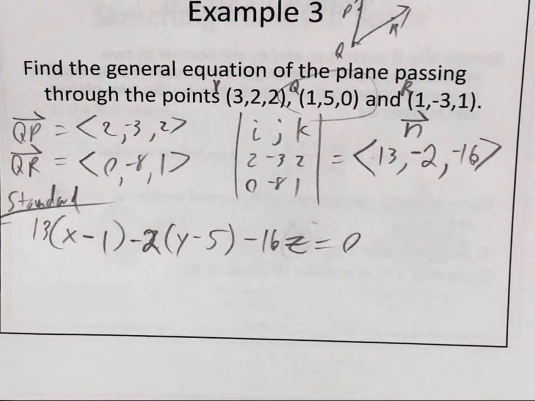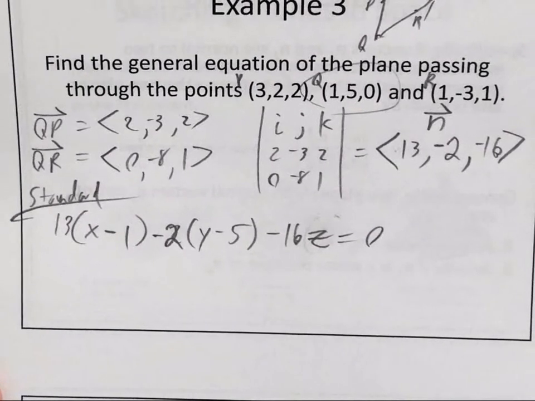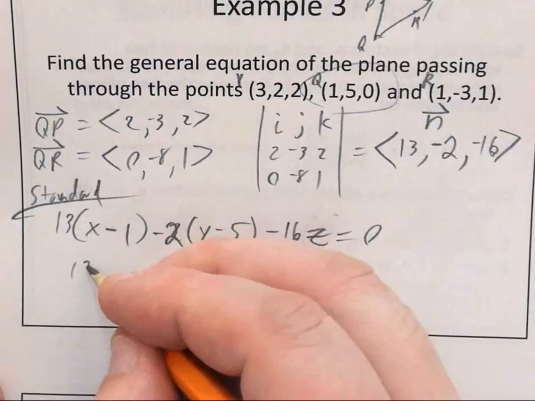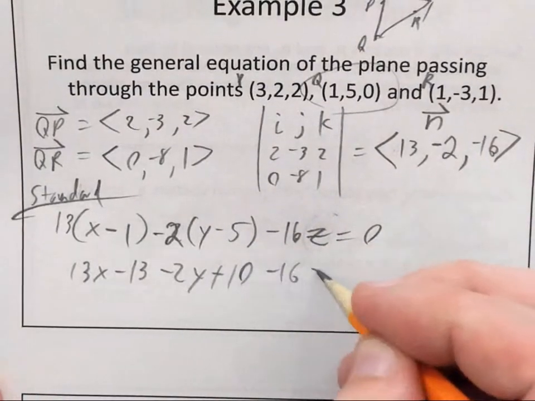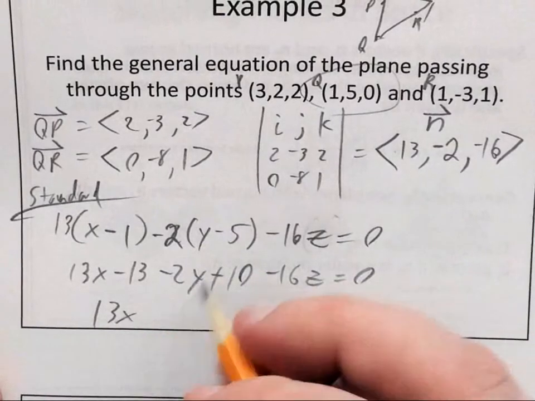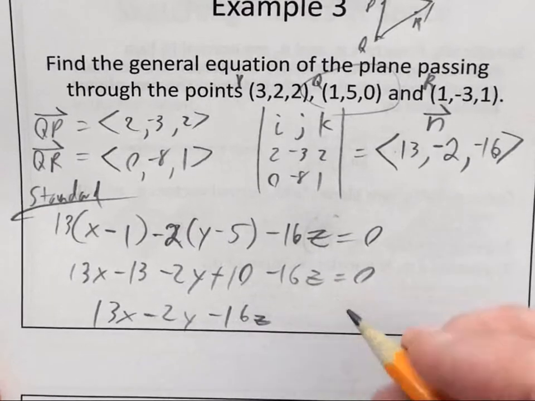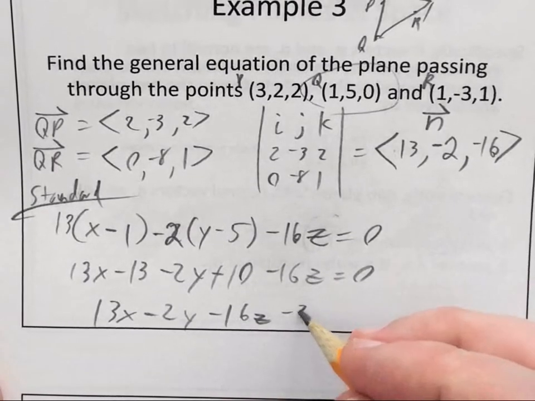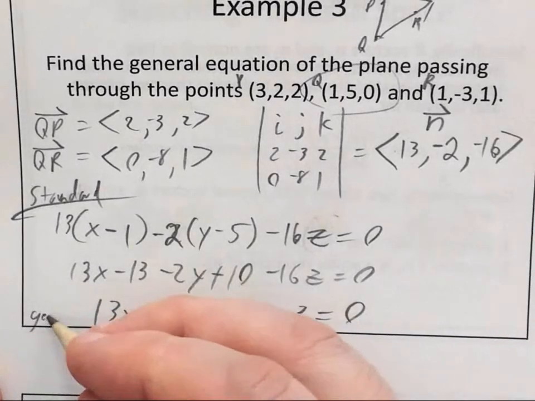How would I find general form? Don't make it harder than it is. Yeah, multiply out, distribute, get rid of the parentheses. So I knew that 13x minus 13 minus 2y plus 10 minus 16z is equal to 0. So I get 13x minus 2y minus 16z, and what? Minus 3 is equal to 0. This would be your general form.